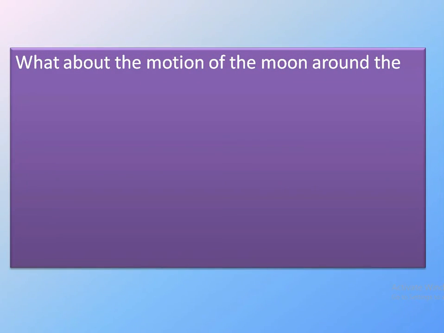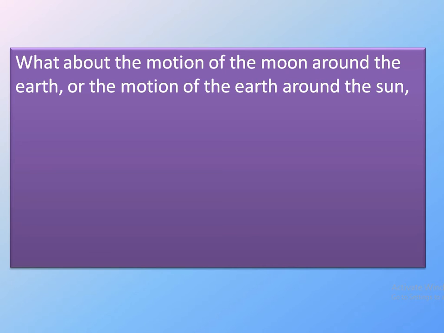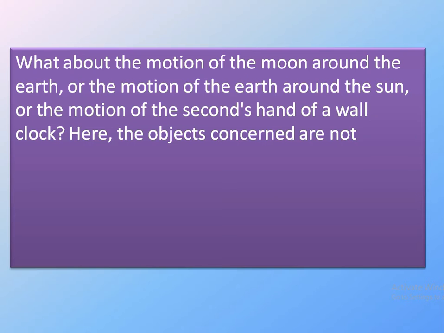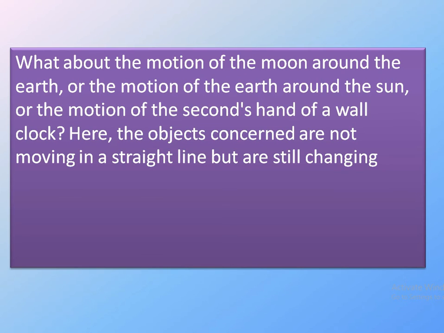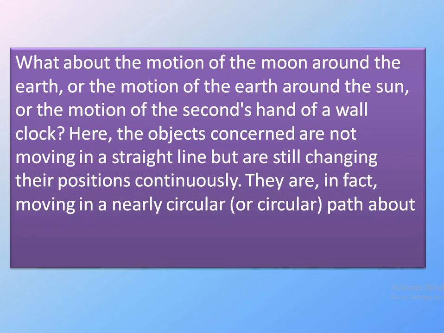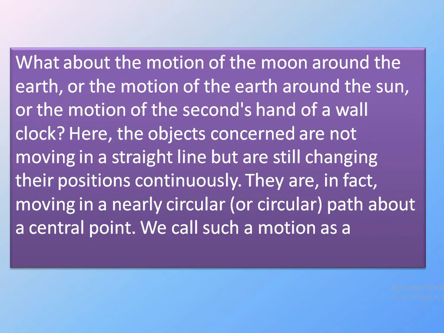What about the motion of the moon around the earth, or the motion of the earth around the sun, or the motion of the seconds hand of a wall clock? Here, the objects concerned are not moving in a straight line but are still changing their positions continuously. They are in fact moving in a nearly circular path about a central point. We call such a motion a revolution.